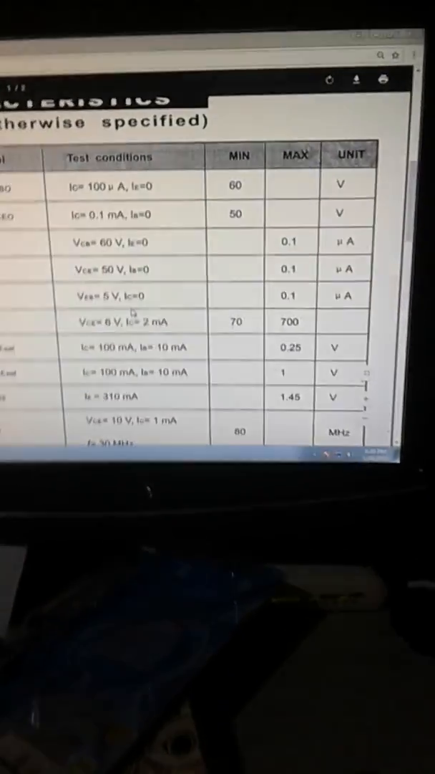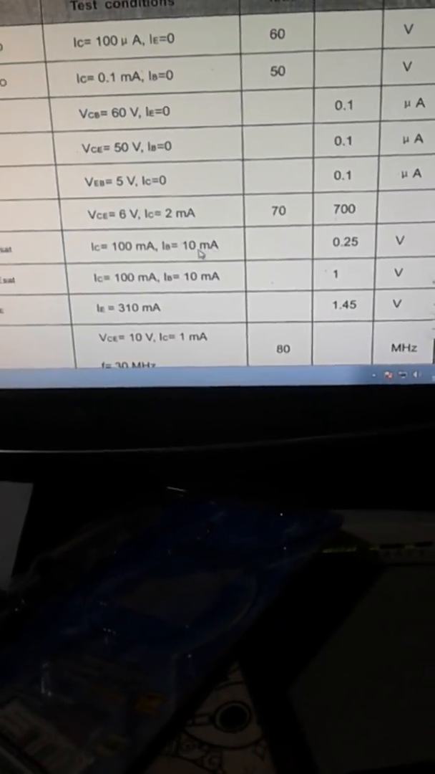See, in order for the saturation voltage collector to emitter, we have this base current of 10 milliamperes and a collector current of 100 milliamperes, making the voltage drop across the collector-emitter 0.25 volts. So with 10 milliamperes, it becomes 1.13 kilo ohms, or 1.2 kilo ohms, or 1.5 kilo ohms.